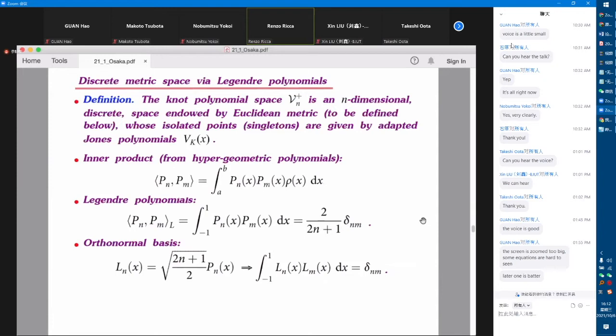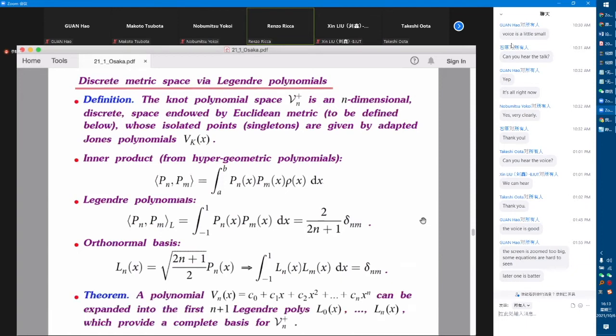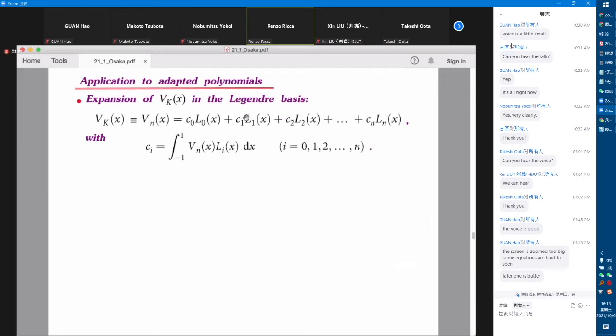Then we just want to construct the Jones polynomials in terms of Legendre polynomials. Well, you go to a linear algebra book and you find this result: a polynomial V_n can be expanded into the first n plus one Legendre polynomials, here given L_0 to L_n, which provide a complete basis for our space, which is now V_n plus. Okay, having done this, we proceed with the calculation of these factors. So we identify, as you see from the first equality, the adapted Jones polynomial with the Legendre polynomial with this orthonormal basis. So we can expand this Jones polynomial and construct it in terms of Legendre polynomials as given here.